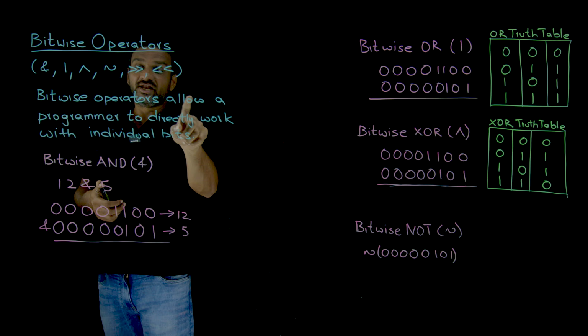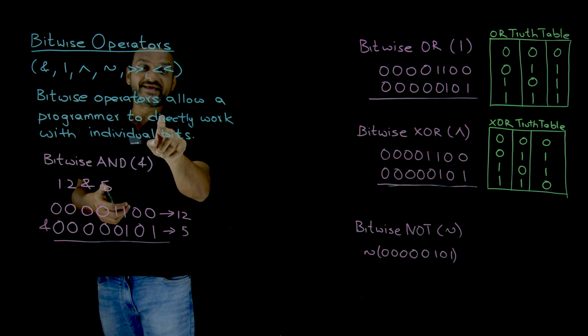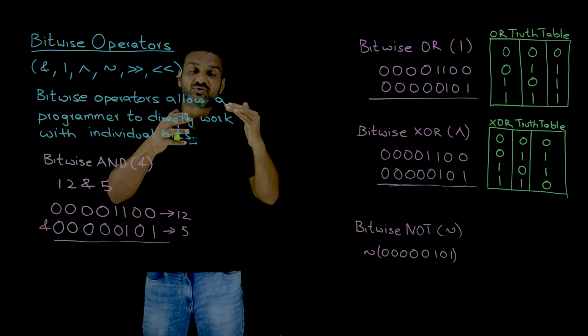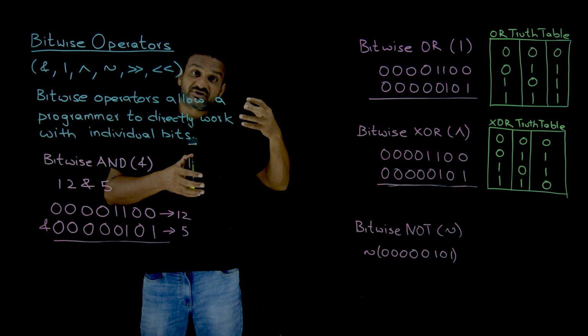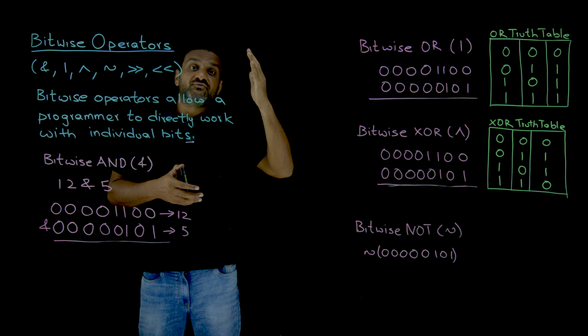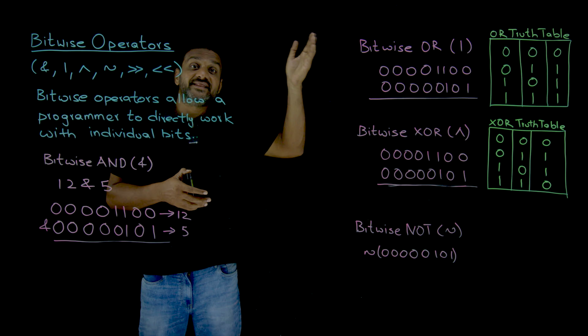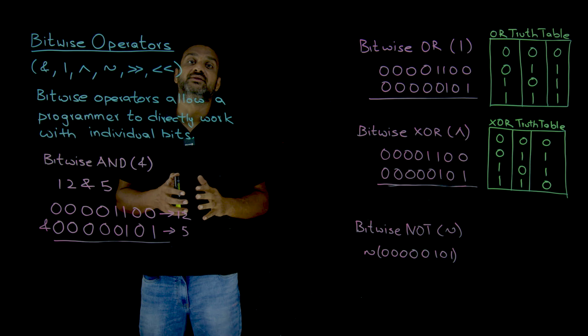Bitwise operators allow a programmer to directly work with individual bits. So in your program, whatever values we have, if you want to work on the individual bits of those values, then the bitwise operators are very much helpful.